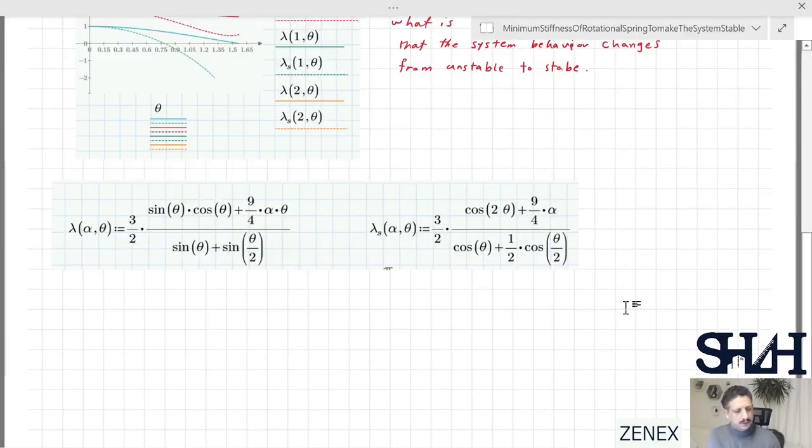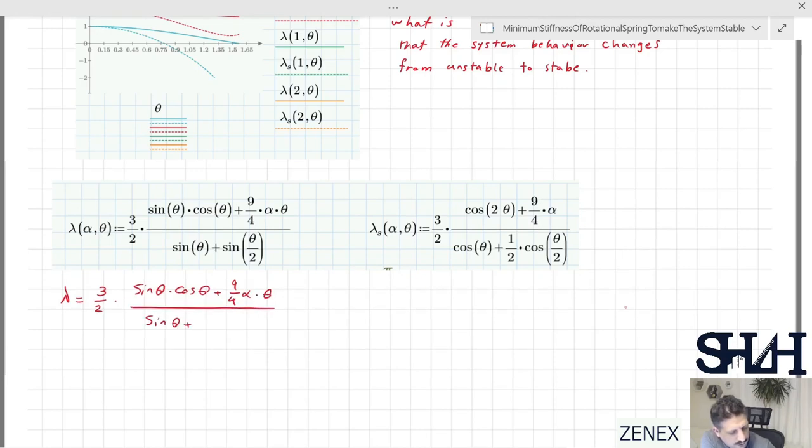So lambda is (3/2 sin θ cos θ + 9/4 αθ) divided by (sin θ + sin θ / 2). And also lambda needs to be less than (3/2 cos θ cos 2θ + 9/4 α) divided by (cos θ + 1/2 cos θ/2).